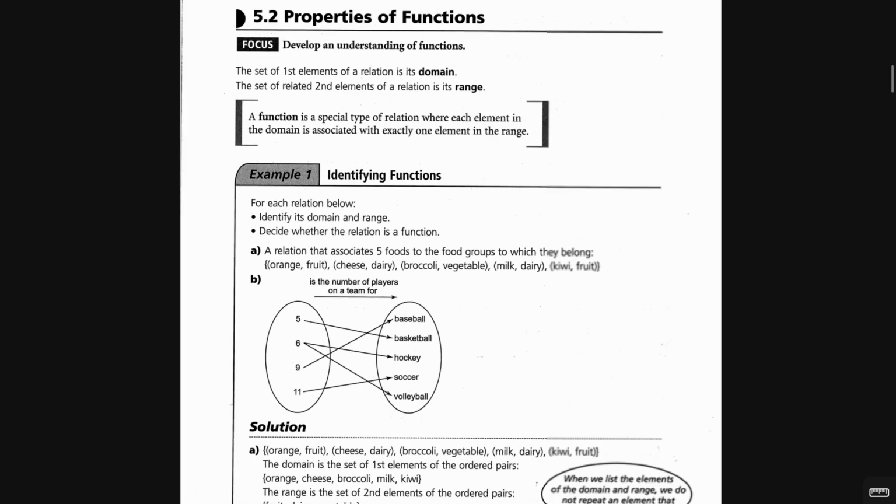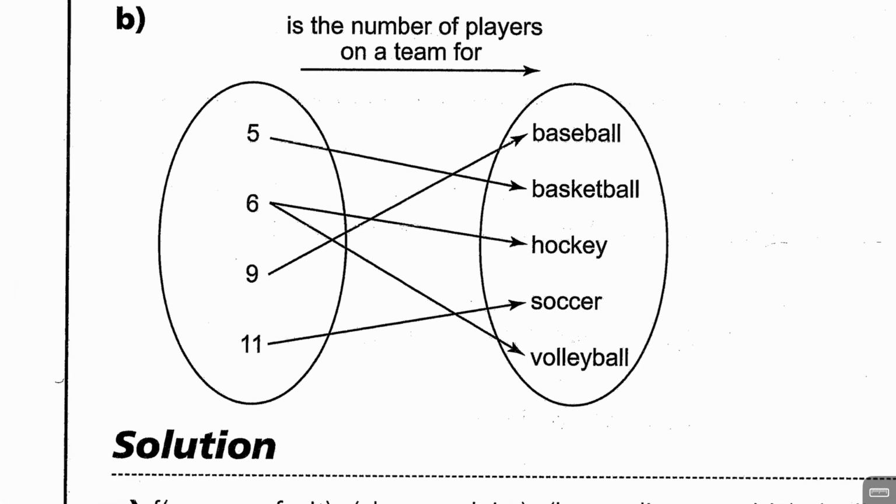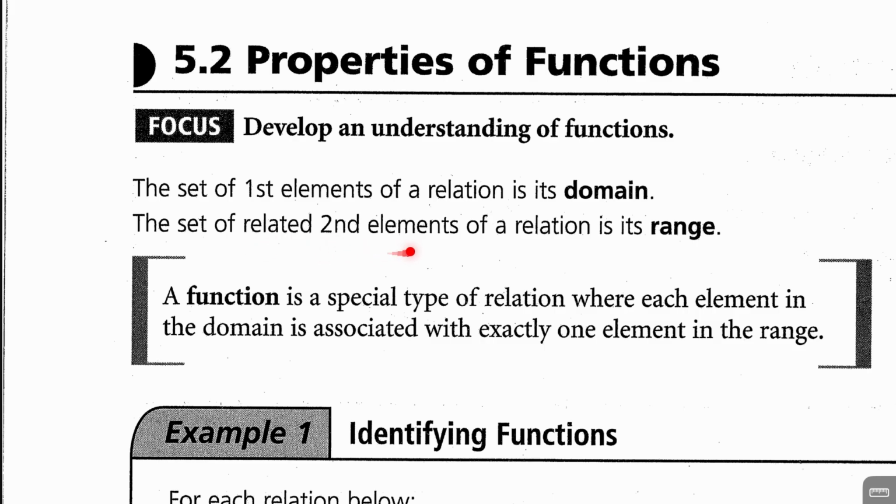For example, this is a relation and it is expressed in the form of an arrow diagram. So the first set of elements 5, 6, 9, 11, they are known as domain. The set of related second elements of a relation is its range.